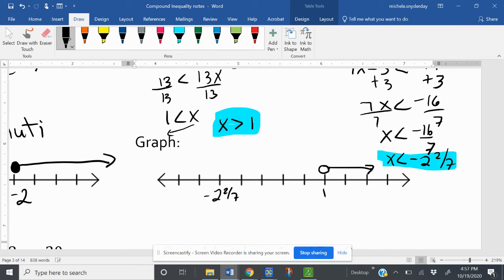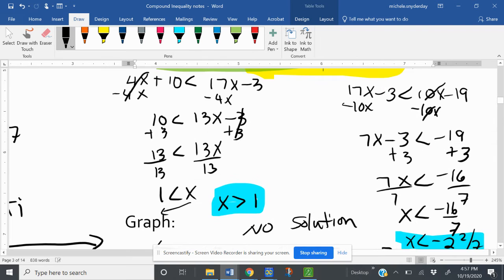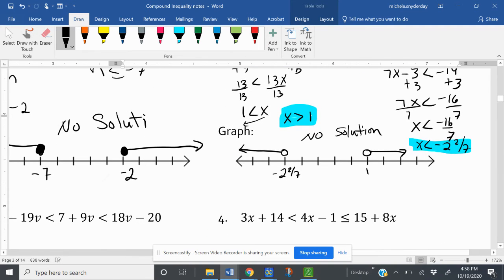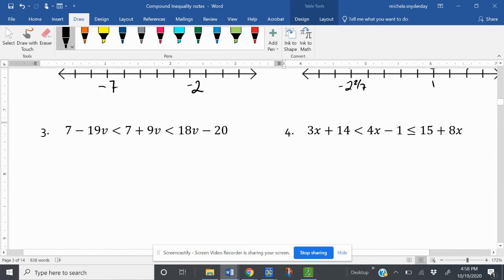X is less than negative 2 and 2 sevenths is also an open dot, but less than goes off to the left-hand side. So once again, these are facing away from each other. So this is another example of a no solution for an and inequality, because they both started off with our less than symbols, and that makes them an and inequality. All right, let's look at 2 more and see what happens.